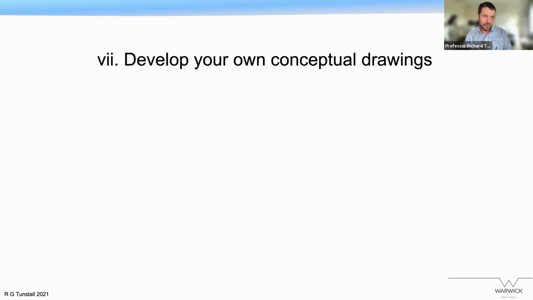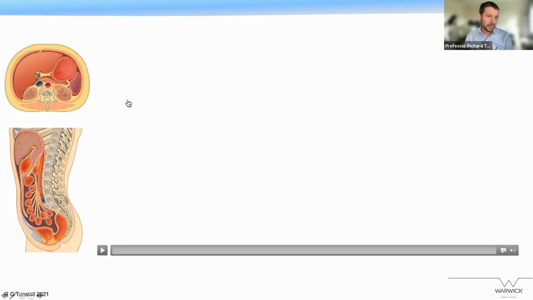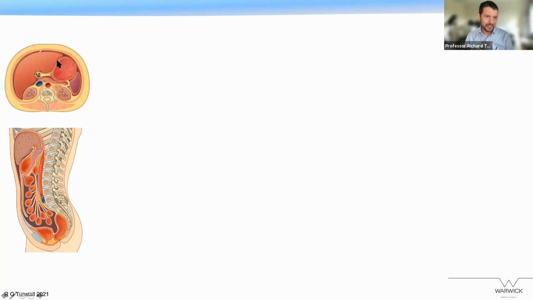I also strongly recommend you to draw your own conceptual diagrams or drawings. The example I'll use here is quite complicated. The organs within the abdomen are wrapped in a thin layer of tissue known as the peritoneum. And it does look complicated on this cross section and on this diagram here where there's multiple loops and the coverings wrap around all of them.